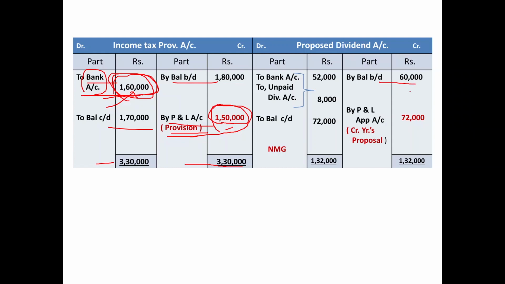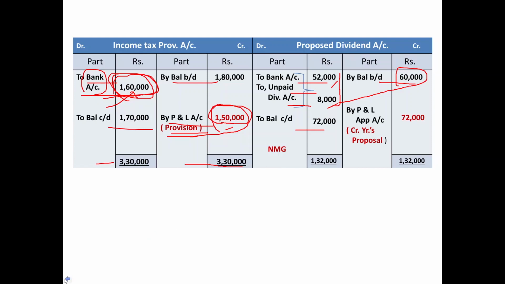Opening balance 60,000, closing balance 72,000. Posting of first journal entry. Proposed dividend account debited, to bank account credited 52,000, to unpaid dividend account credited 8,000, total debited 60,000. This is related with this balance of last year.